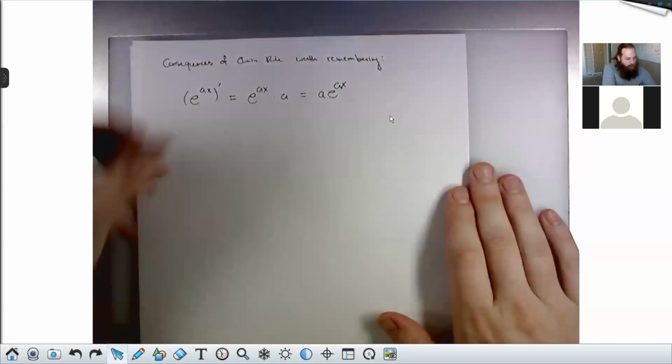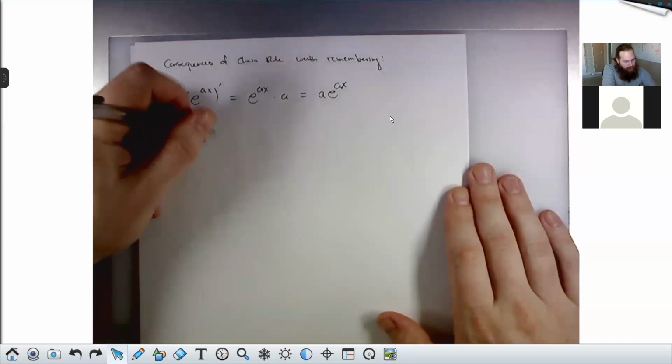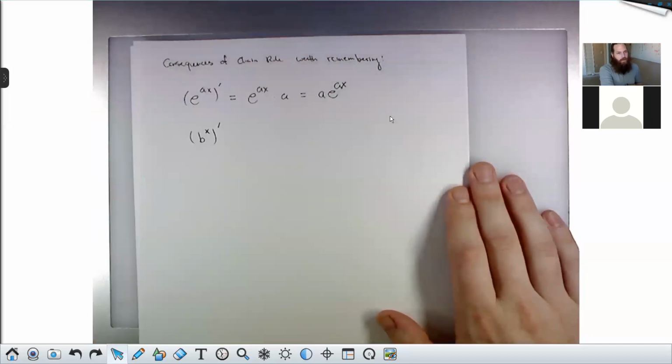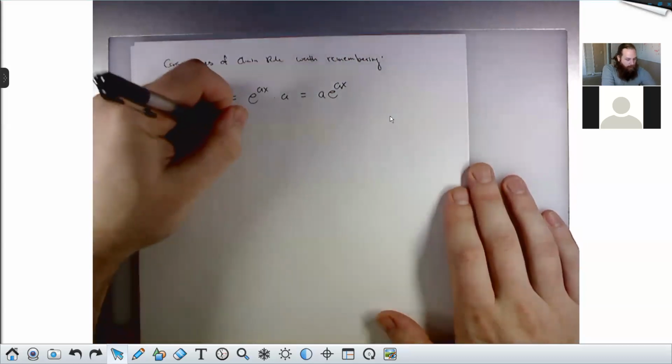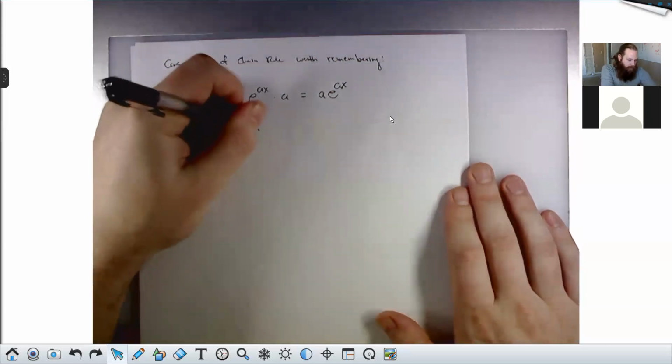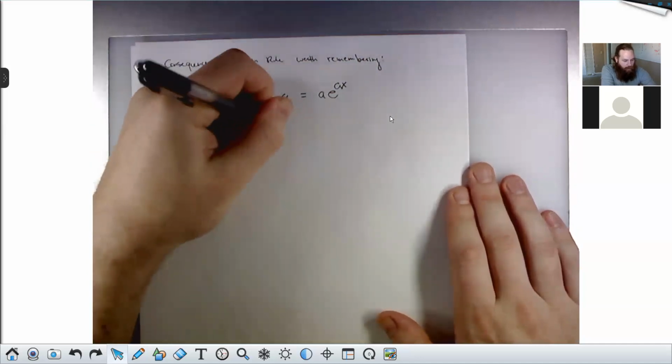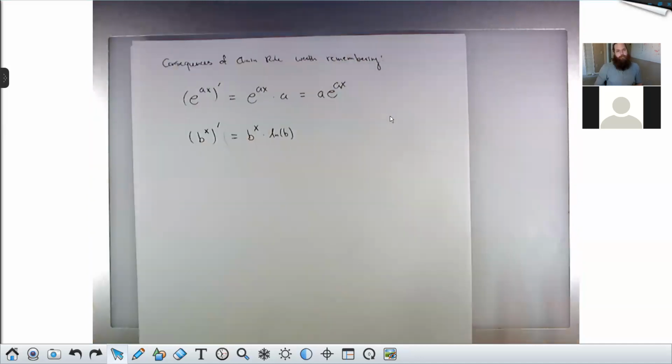And then the other one that we just discovered is that (b to the x)', the derivative of any other base exponential, you get b to the x times the natural log of the base. Okay, so that bottom one is the one we just discovered. That top one we've actually used a few times already. It's a straightforward consequence of the chain rule. The bottom one, not so straightforward, but also a consequence of the chain rule. And I encourage you to remember these.